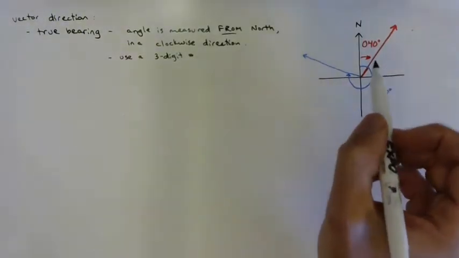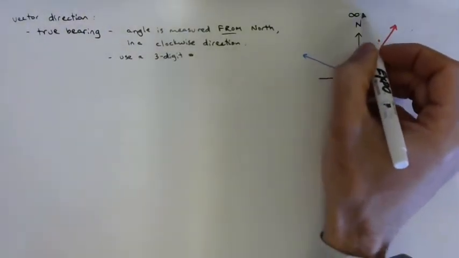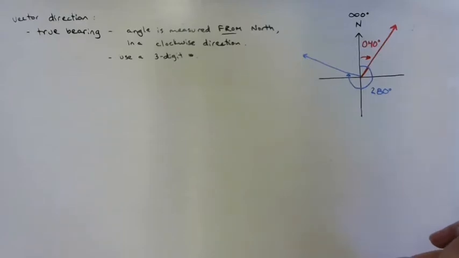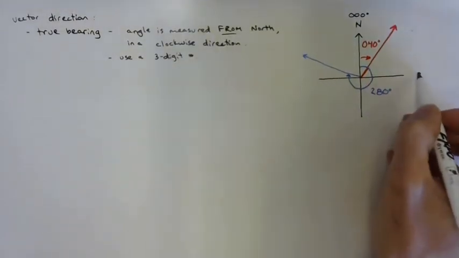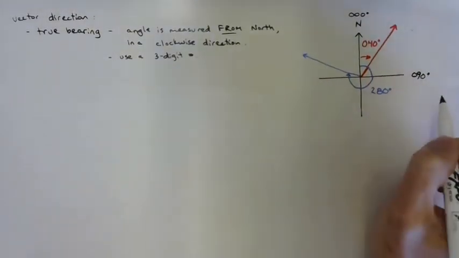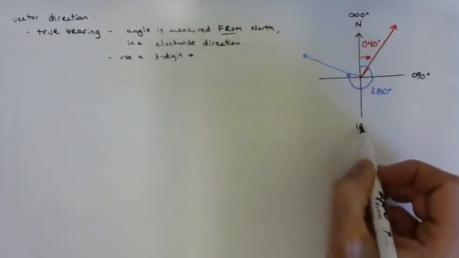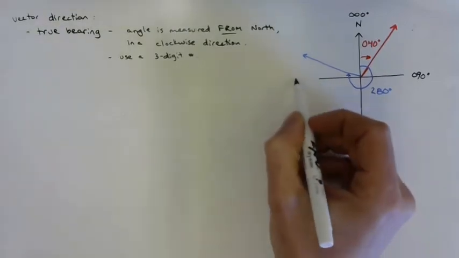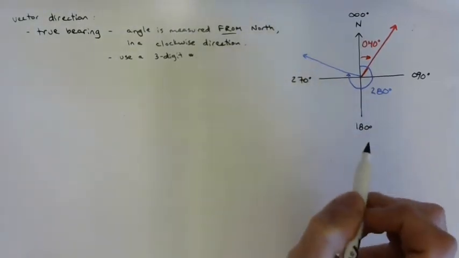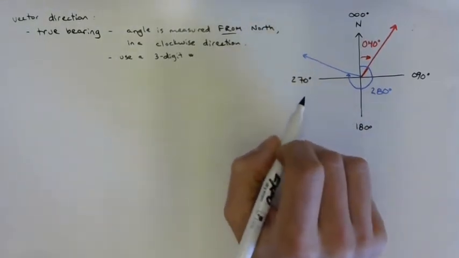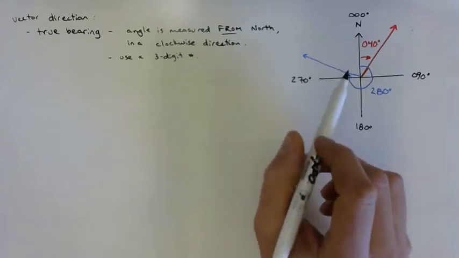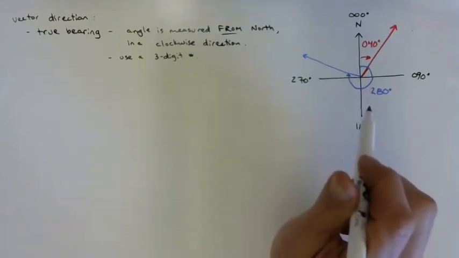And so you'd have, you know, north would be 000 degrees. And east would be 090 degrees. South would be 180 degrees. Okay, over here would be 270 degrees. And again, always measured clockwise from the direction due north.